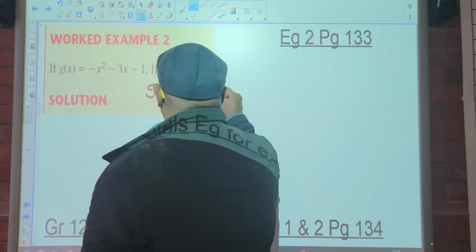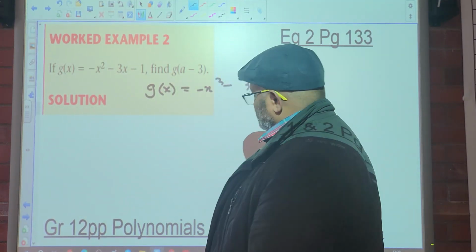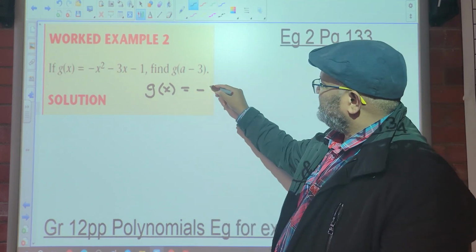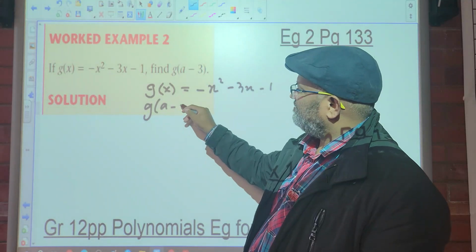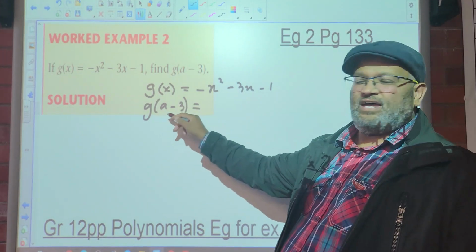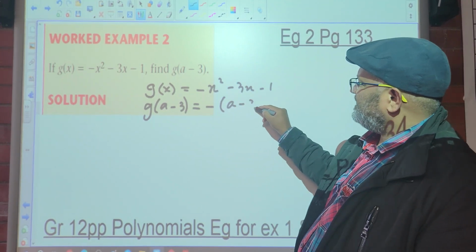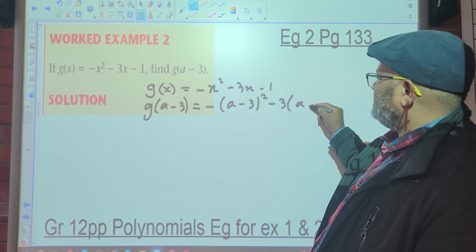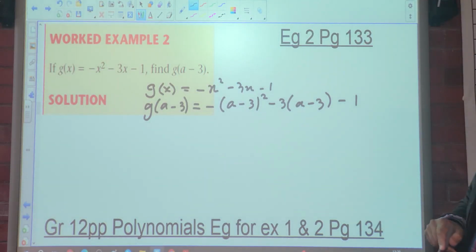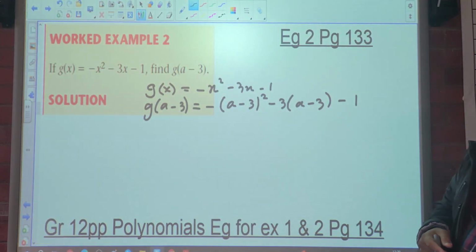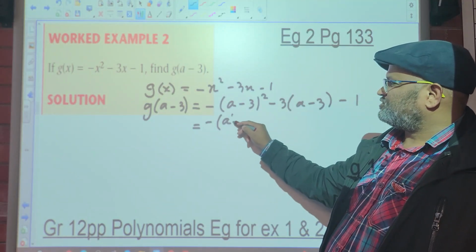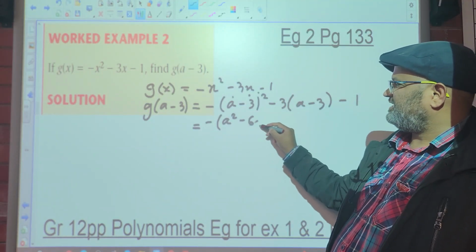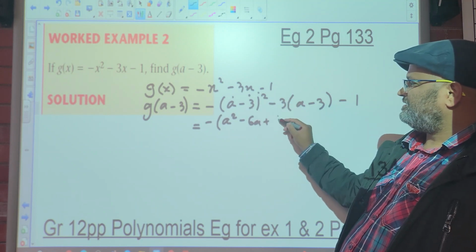If g of x is equal to negative x squared minus 3x minus 1, then g of a minus 3. Wherever I see x, I put a minus 3. So it's negative into a minus 3 squared minus 3 into a minus 3 minus 1. So what do I do from here? Simplify. Not so? So that gives us negative into first term squared, a squared, that times 2 is going to give you negative 6a, plus negative 3 squared is 9.